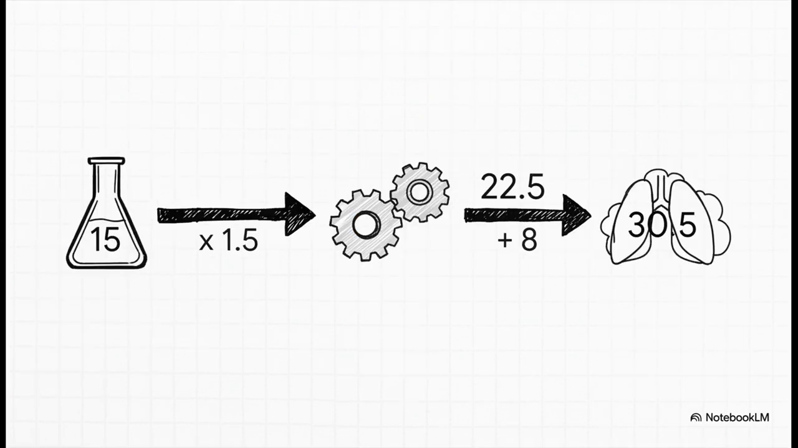All right, let's see how you did. We take 1.5 and multiply it by our bicarb, which is 15. That gets us 22.5. Then we just add 8. So that gives us a target PCO2 of about 30.5.